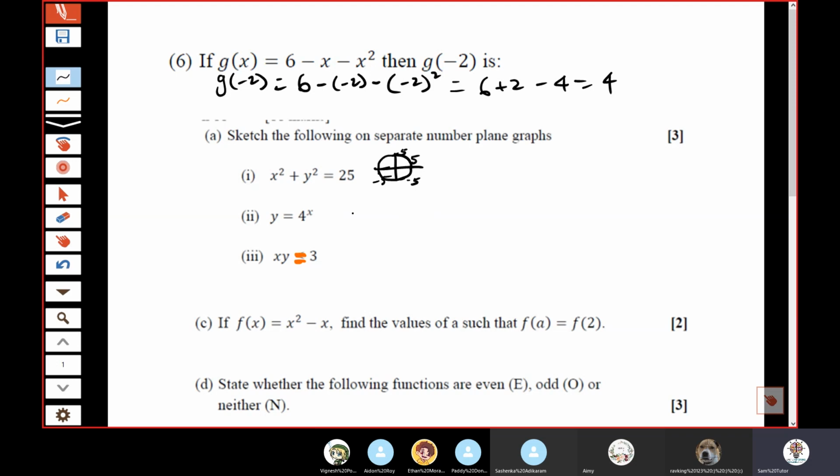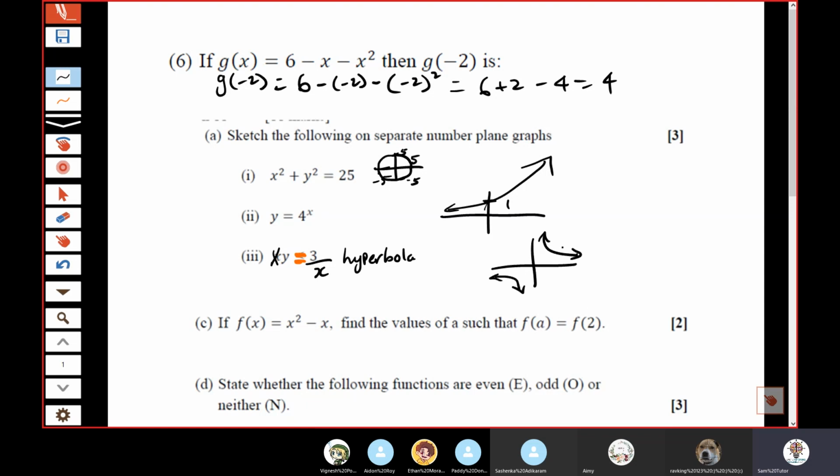The next one is an exponential. Exponentials look like this, and they cut at 1. This one here, anyone realize what this one is? At home, anyone realized? Is it a hyperbola? It is a hyperbola because you can't have the x there. You're meant to divide it, and that becomes a hyperbola. Good job.